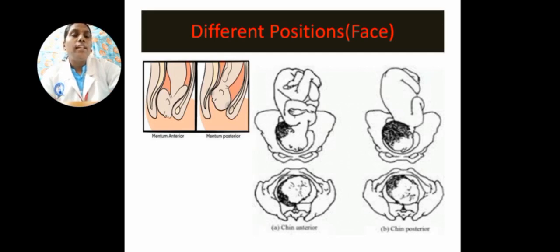Again, like in other presentations, here also there is a right mento-anterior, left mento-anterior, right mento-posterior, left mento-posterior. Similarly, the position names will come. That's all about the relationship of fetus to the pelvis.